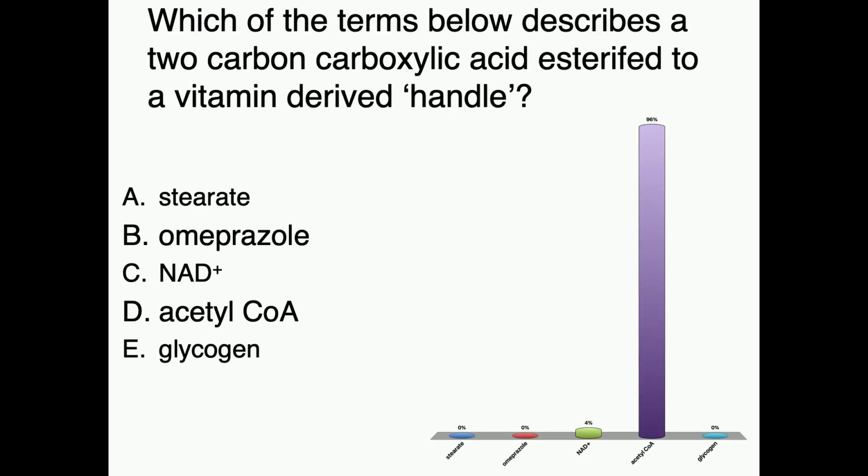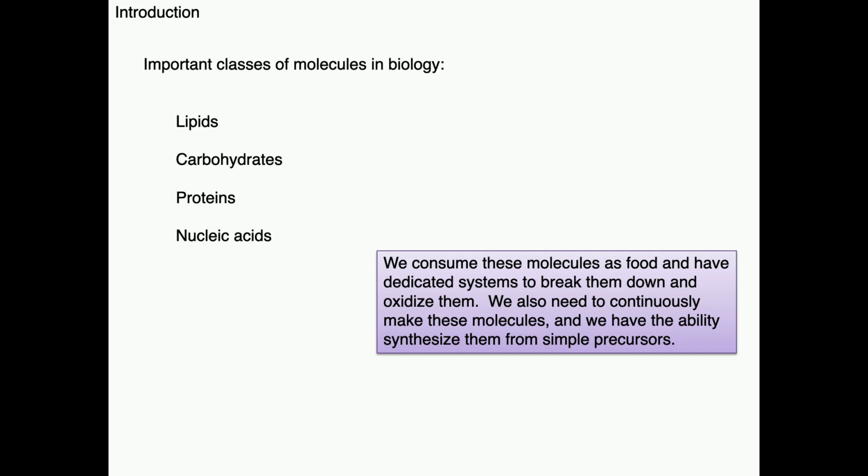Okay, very good. So the 2-carbon carboxylic acid, that's the acetate or acetyl portion. And then the vitamin-derived handle, that would be the coenzyme A. And the significance there is that that's a key intermediate in many fuel oxidation pathways and in many biosynthesis pathways. So a few little easy one-step questions to get us started here.